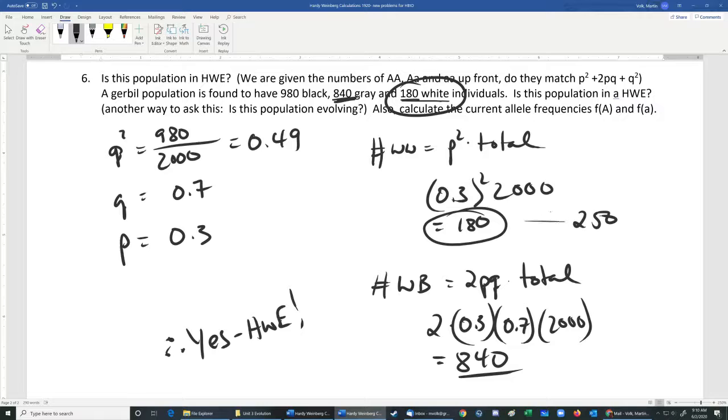But it's supposed to be 180, we would then say, well, 250 is not 180, therefore no. Or let's say this is 840, and instead we got, I don't know, 1100 or something like that, we would say, nope, they don't match up, therefore no Hardy-Weinberg equilibrium. All right, hopefully that clears things up, and hopefully that number 6 isn't as difficult now.